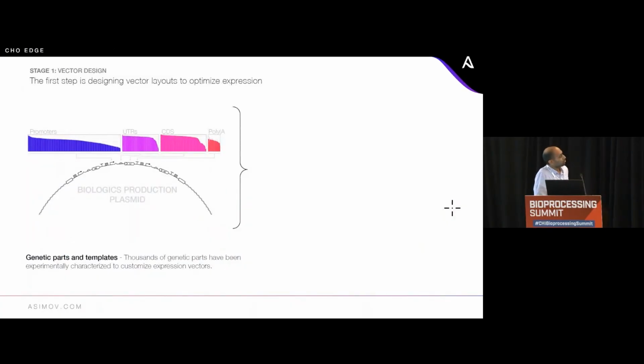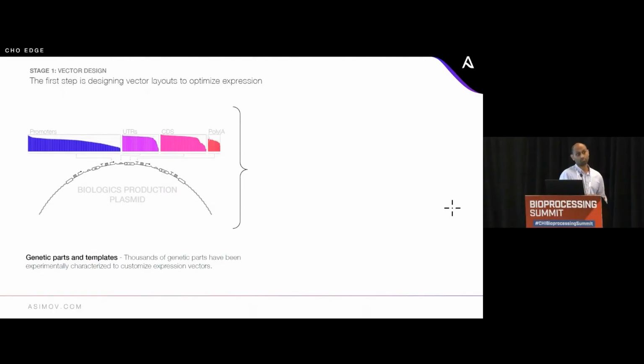And so the first component of vector design is how do you customize the plasmid? And the answer to that is we've generated an extensive library of over 2,000 characterized components in our CHO cell line. This includes things like promoters, where on the y-axis here, I'm showing you fluorescent intensity. On the x-axis is different promoter variants. And you can see we have very strong promoters to much weaker promoters.